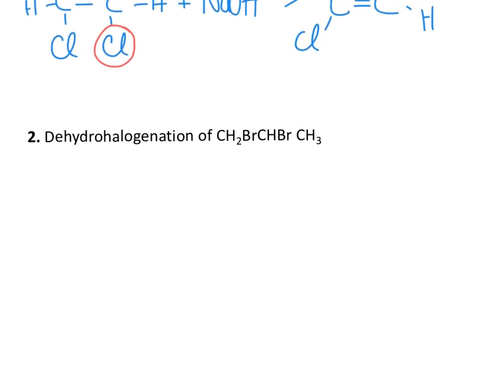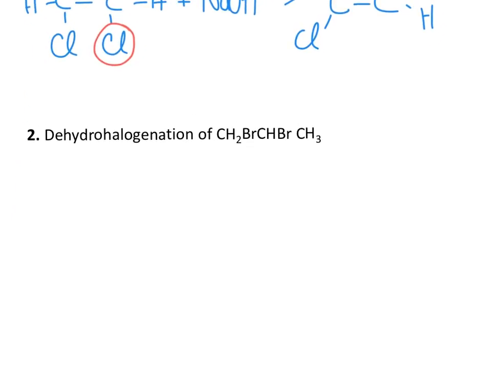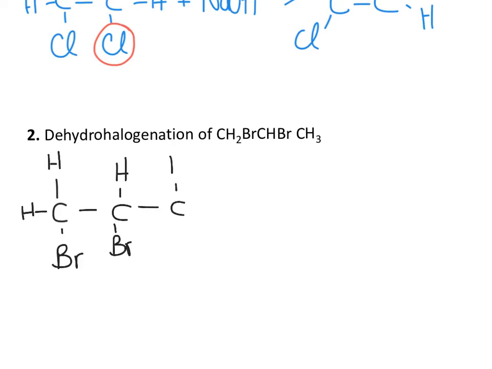What happens though when it's not as simple as that? So just like we had the Markovnikov rule in the addition, what happens when there's a choice? So here we have, let's draw this so that it's going to come out looking properly. So we have CH2, all right, Br, then we have a CH and a Br, then we have a CH3.